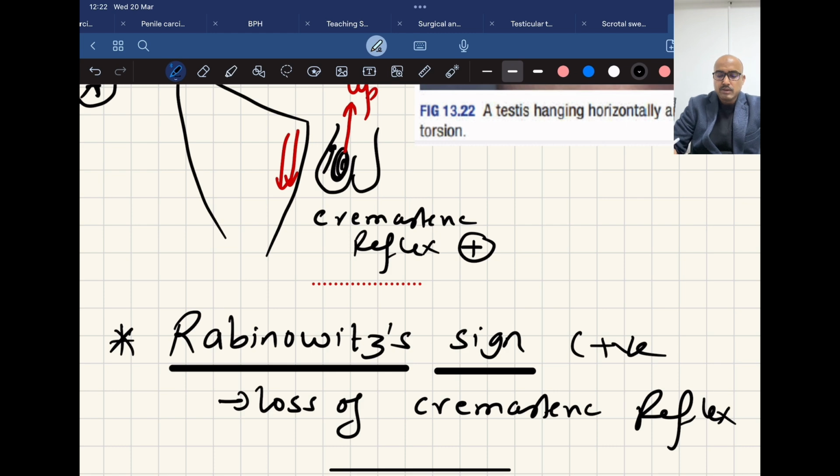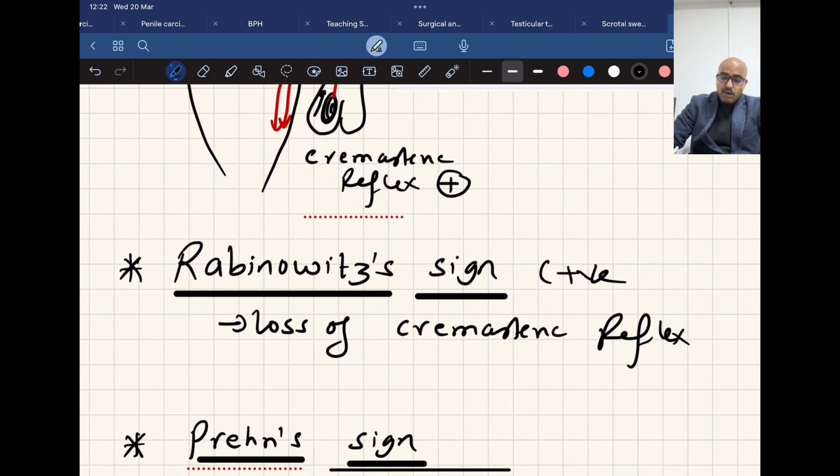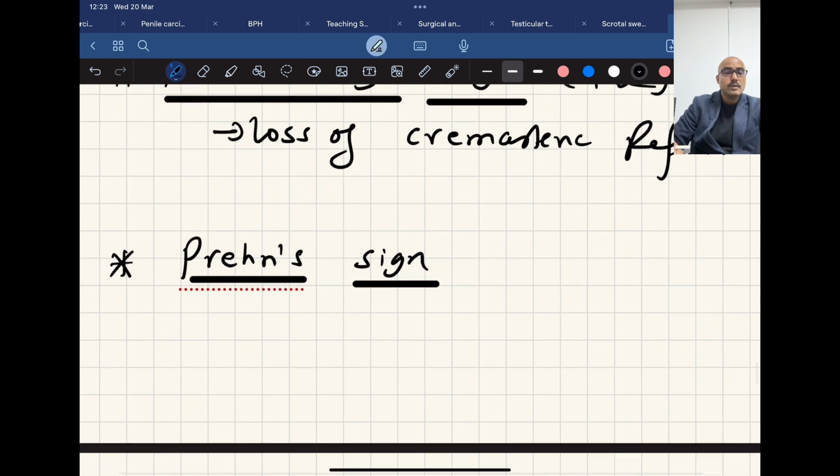But if there is a torsion testis, that means there is an ischemia of the muscle as well. So you'll find there's a loss of this reflex, known as Rabinowitz sign. Sometimes they ask this in your exam, so remember this question. Don't forget this one.